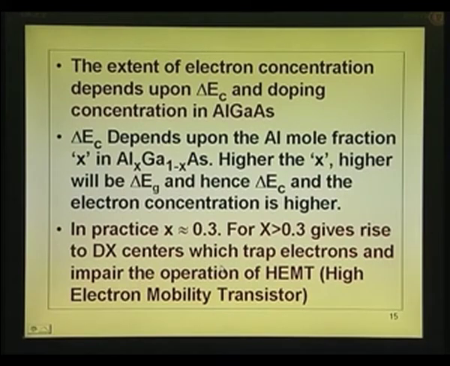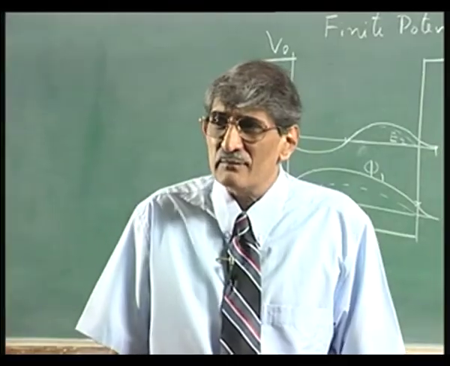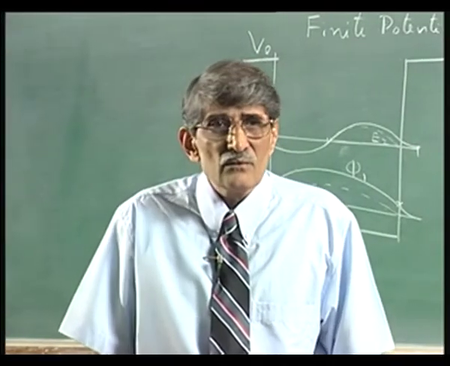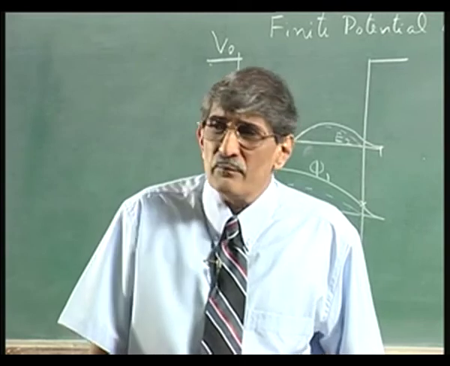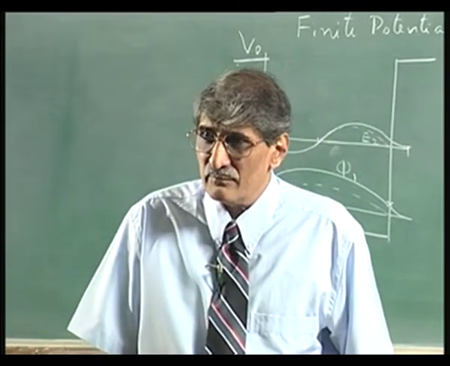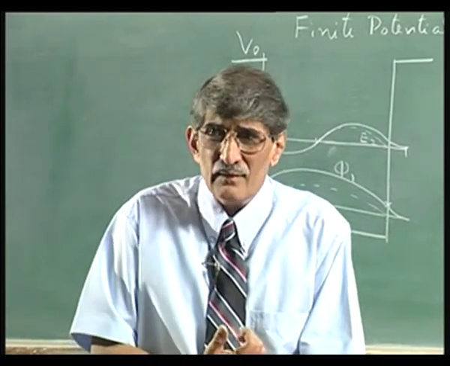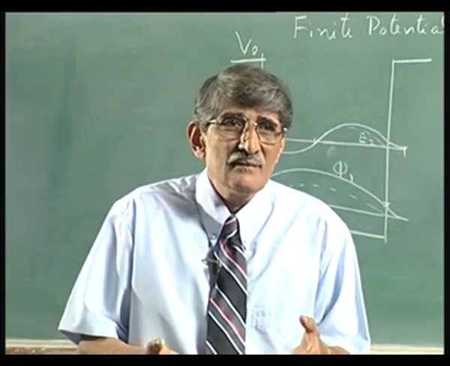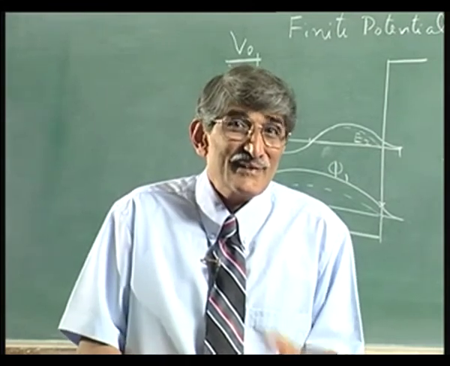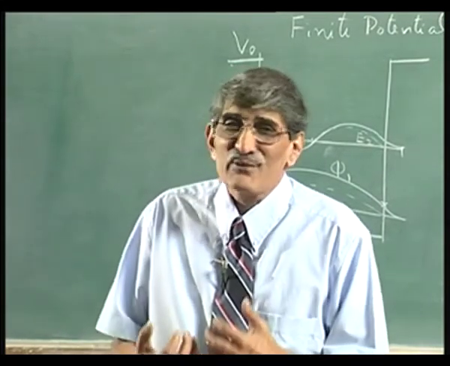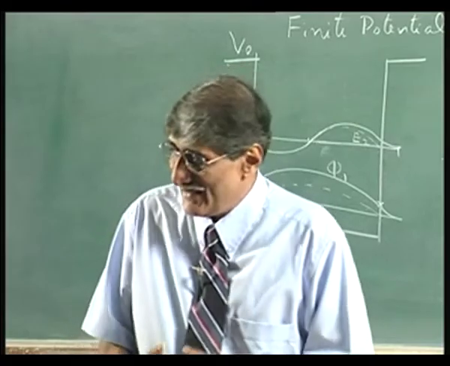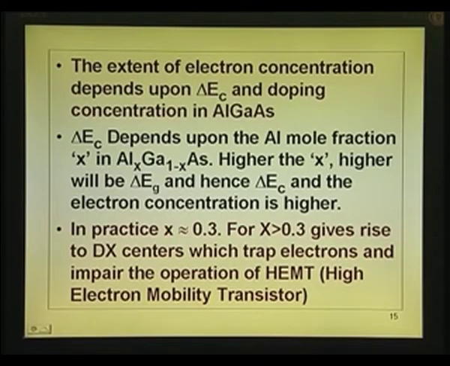0.4 gives 0.5 delta E g, slightly lower than that. It is not linear, slightly going up like that. So you get close to 0.5, 0.45 delta E g. So you will have delta E c of about 0.3, 0.32 if it is 0.5, about 0.3 delta E c, which gives about 10 to the power 12 electrons per centimeter square. Okay, so that is the idea.